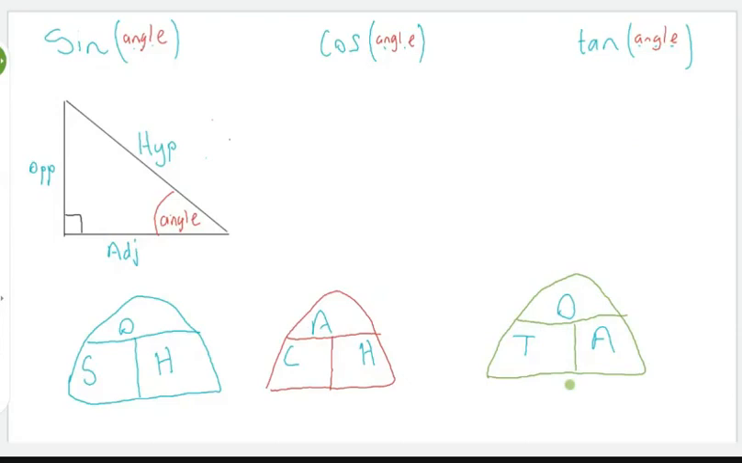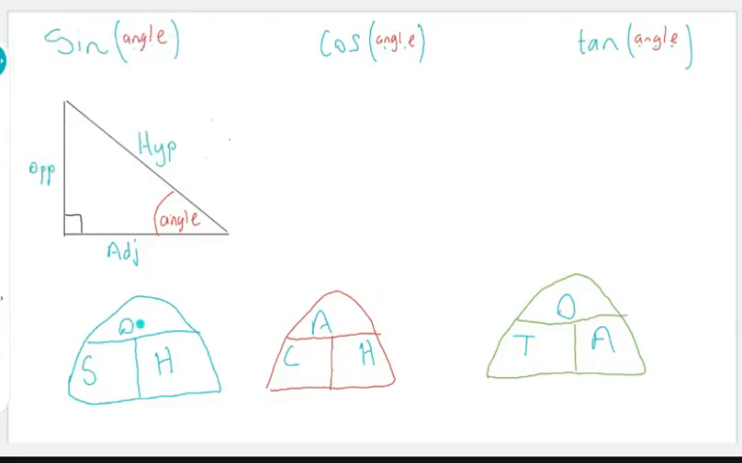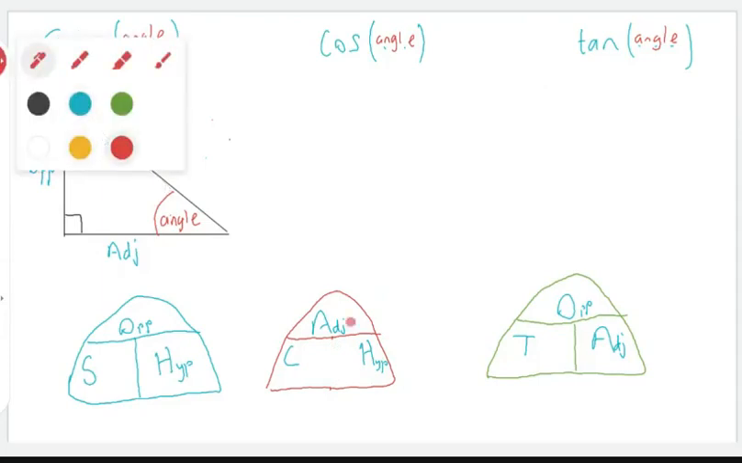Is that okay? Then, O really stands for opposite. So opposite, opposite. A really stands for adjacent. So adjacent, adjacent. And H stands for hypotenuse. What do you think the S, C, and T stand for? Sin, tan, and cos. Yeah, it stands for those, exactly.